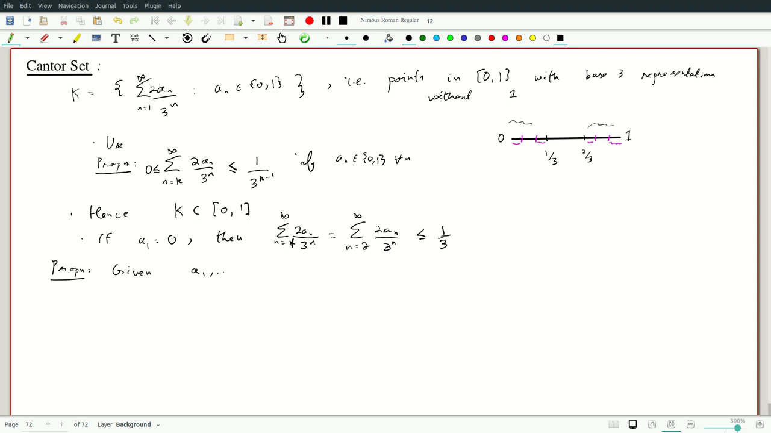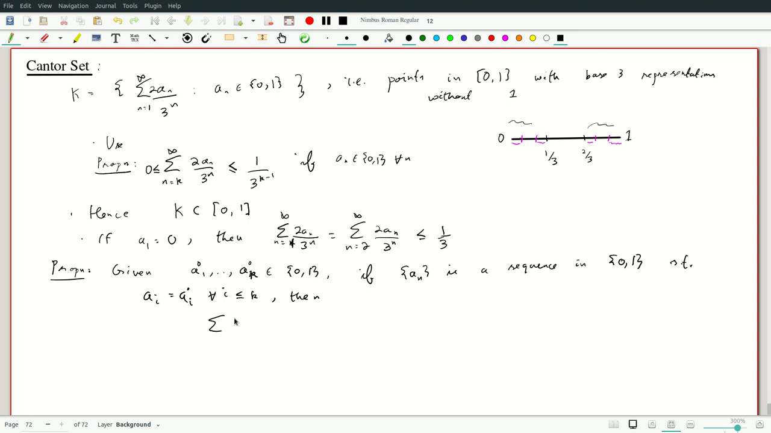Given a1, ..., an, not fixed values, all of them in {0, 1}. If an is a sequence, or maybe I'll call this k, an is a sequence in {0, 1} such that ai is ai naught for all i less than or equal to k, then the sum from n equals 1 to infinity of 2an by 3 to the n belongs to the following interval, which I will give a name.